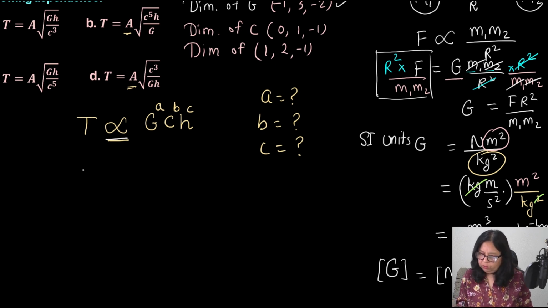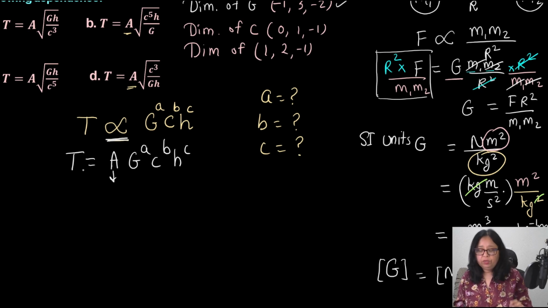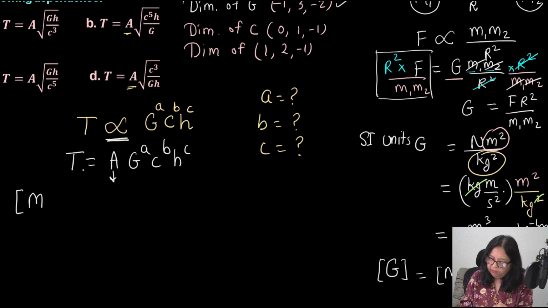I'm going to remove this symbol of proportionality and introduce a constant A. This A is dimensionless and therefore unitless. Now, in terms of the dimensional formula, on the left-hand side, I got just time, m0, L0, and T1. A is dimensionless, so let's not worry about this.